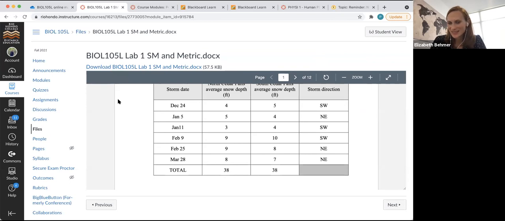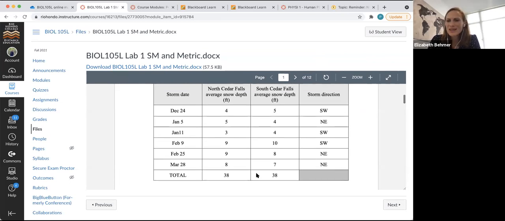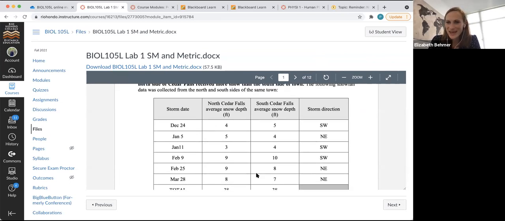And you're all correct. The hypothesis is false because down here in total snowfall, even though it looks like some days the north side did receive more snow, at the end of winter they both received the same amounts of snow. So that's a really easy example of this.